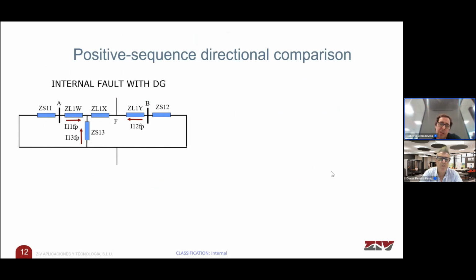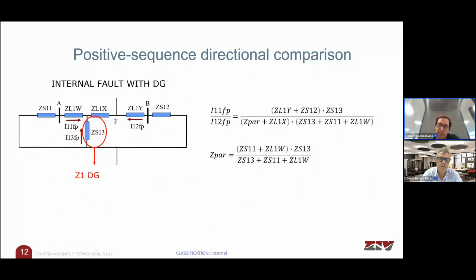And if the currents tend to be out of phase, it will detect an external fault. So just focusing on the positive sequence directional comparison unit, this is the positive sequence pure network that we have for an internal fault at this point. This represents the positive sequence impedance of the distributed generator, and we can obtain the angle of the ratio between the two currents following this formula, with Z bar following this formula.